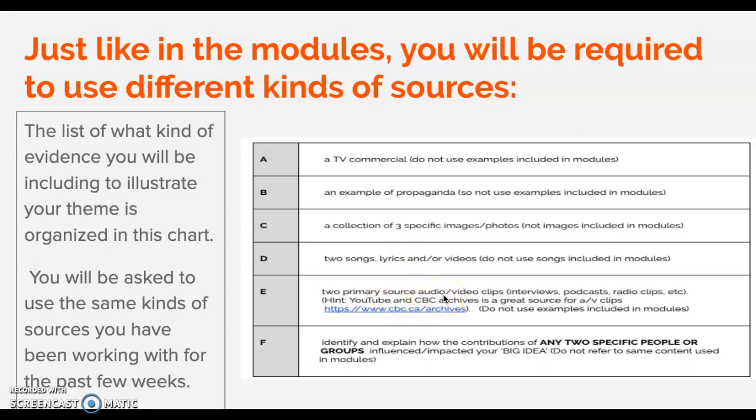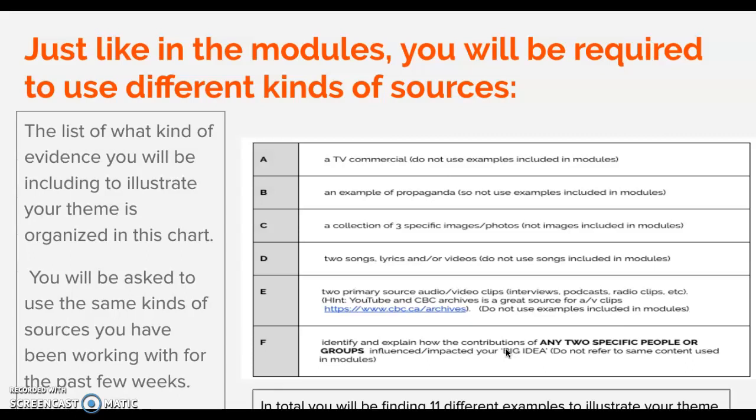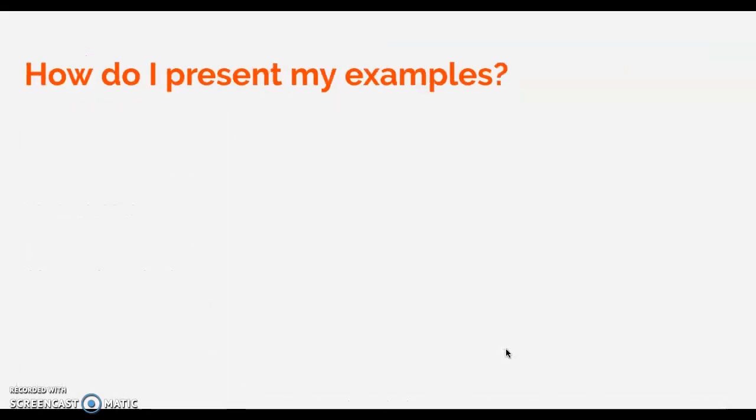It could be a news clip. It could be part of a speech. It depends on the decade what you're going to get, depending on what technology was available. And lastly, reference of 2 particular groups or individuals. And that brings you to a total of 11 different examples. 2 songs, 1 commercial, 1 propaganda, 3 images, 2 primary sources, 2 groups. Put it together and you have 11 things.